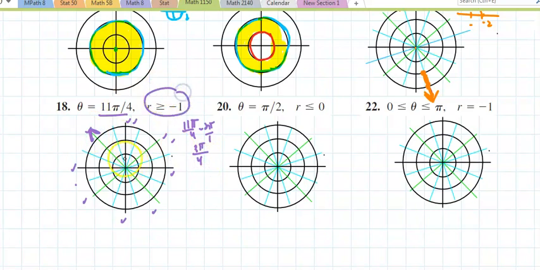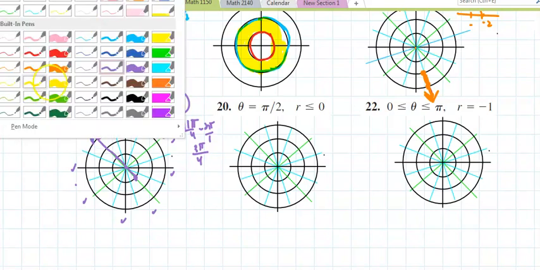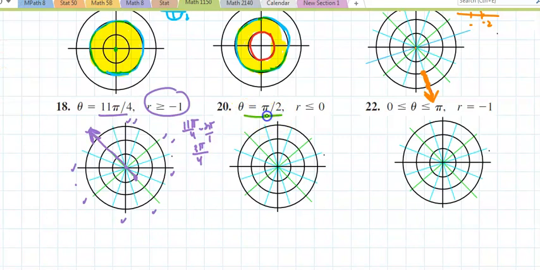If r equals negative 1, you are right here. R is bigger than negative 1. So 0 is right there. R equals 1 is right there. Do you see that you trace this piece of the line? And if I move to this problem, we're rotating to pi over 2. There's pi over 2. R is less than or equal to 0. R equals 0, I'm right there. R equals -1, -2, -3. Do we agree that we trace the negative y-axis out of this?